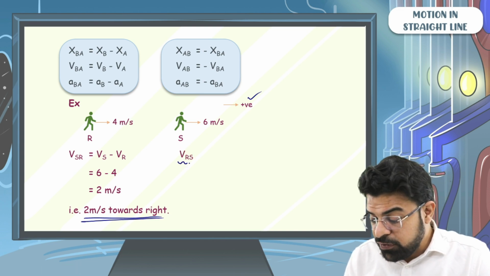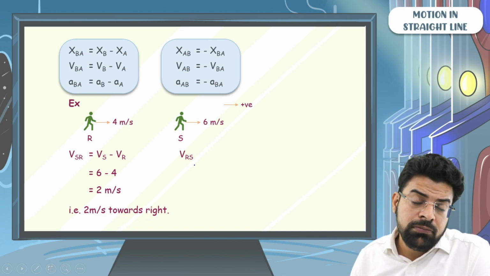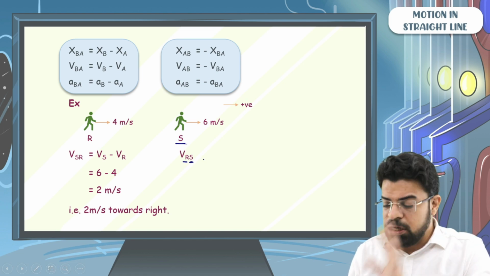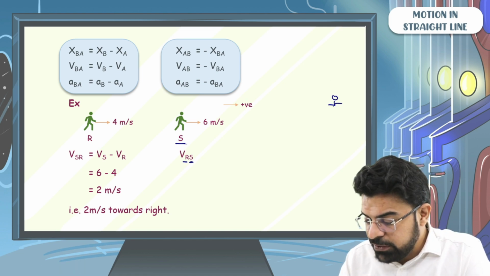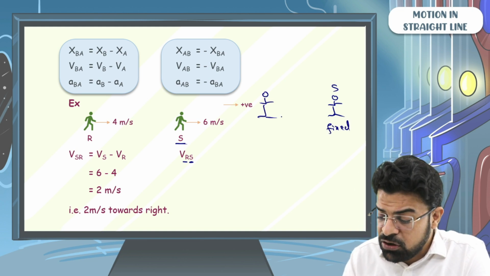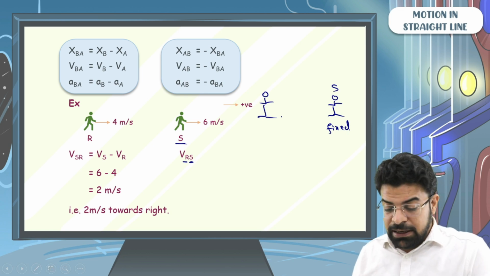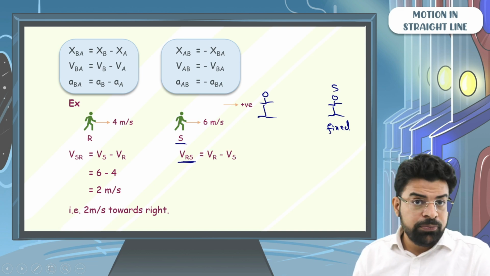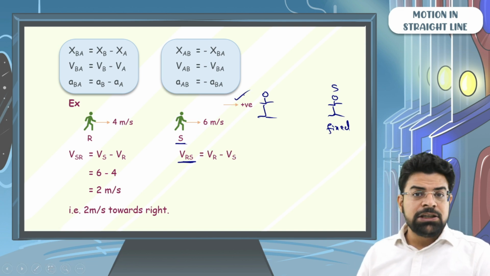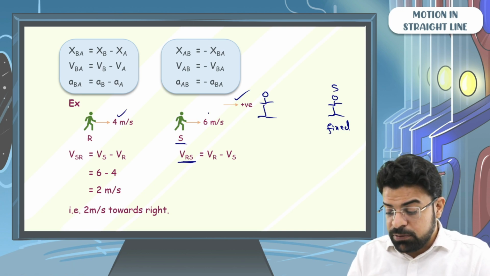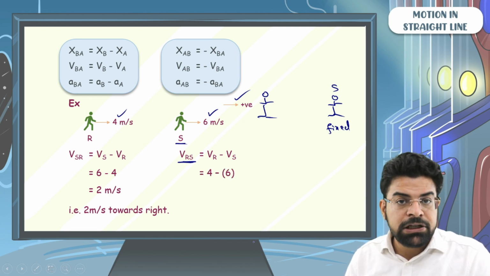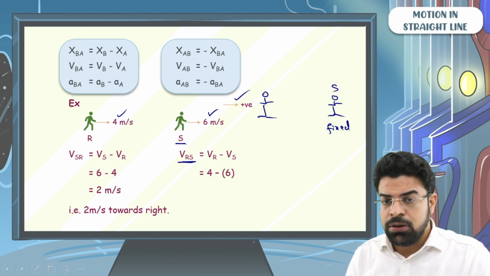Now, next question. What is the velocity of Ram as seen by Sham? In the frame of Sham, Sham will say I am fixed, and this Ram has certain velocity. Let's see how much. We can say that velocity of Ram with respect to Sham equals velocity of Ram minus velocity of Sham. If I have taken direction towards right as positive, velocity of Ram will be plus 4, velocity of Sham will be plus 6. So velocity of Ram with respect to Sham will be plus 4 minus plus 6, and plus 4 minus plus 6 gives you minus 2.